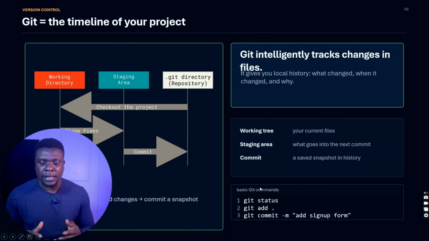These are the basic Git commands. You have git status, you have git add, you have git commit. It has a working tree. It has a staging area where changes go into the next commit. Commit means it's saved and has a snapshot of your history. That's why Git is very important for Claude Code. So when it generates code, it actually commits that code, so you can go back and see what it actually did.